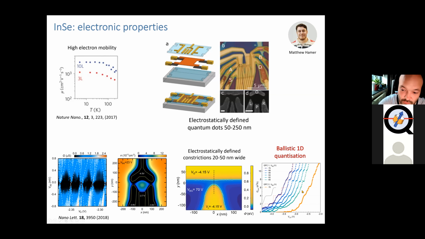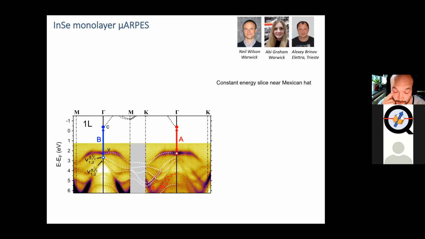The different curves are for the different backgate voltage, while the x-axis is for the split gate voltage. So these are sort of classical semiconductor physics, but nevertheless, the material is very nice to work with. It exfoliates easily in thin form down to monolayer. And then we did maybe 6 or 7 papers on this material over the last 5 years, starting with ARPES.